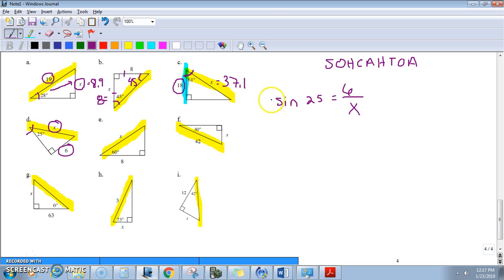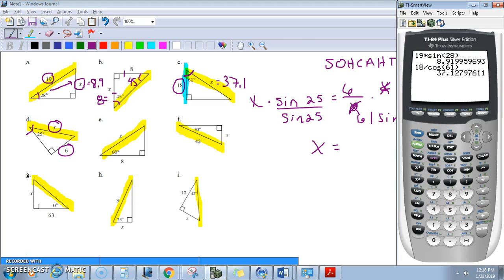X on the denominator, so a two-step process. Multiply both sides by x. Then divide both sides by the sine of 25. So this will be 6 divided by sine of 25. So x equals 6 divided by sine of 25, 14.19.